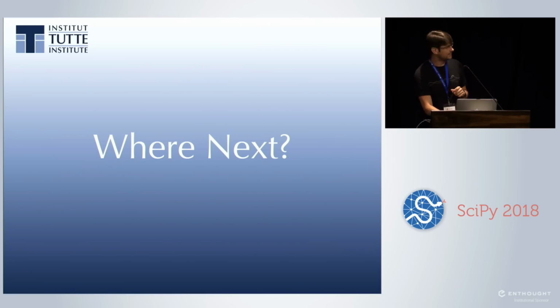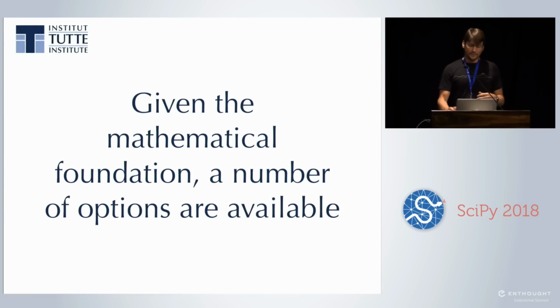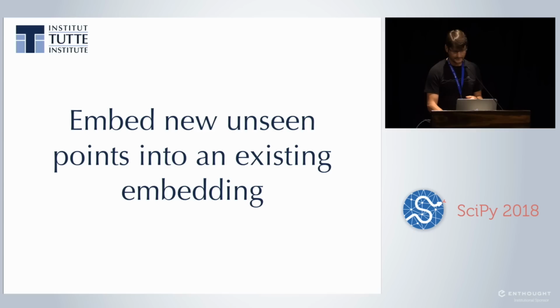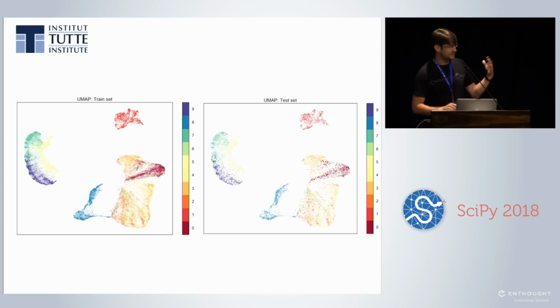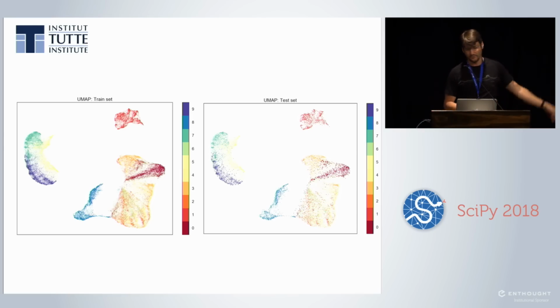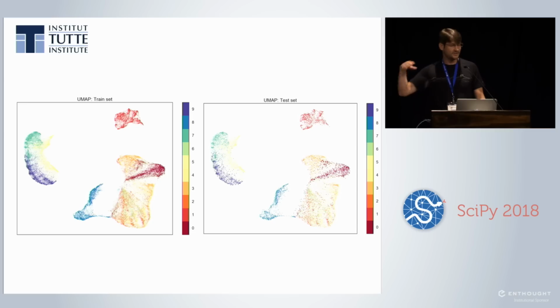Okay, but where next? We have this really nice mathematical foundation. There's really clean math behind all of this, and that actually opens up a whole bunch of opportunities to generalize this. So one of the things that we can do is we can embed new unseen points into an existing embedding. So here's fashion MNIST on the training set with UMAP, and then we took the test set and just added that to the existing embedding, and that works perfectly well.